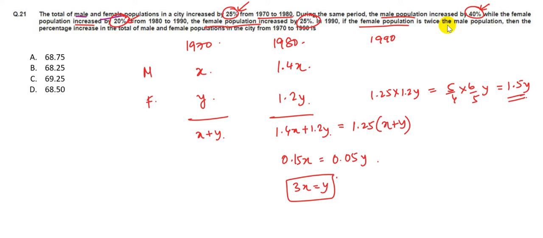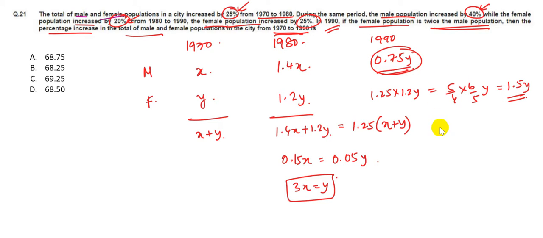If the female population is twice the male population, then what is the percentage increase in the total of male and female population from 70 to 90? Female population is twice the male population in 1990. That means the male population will be half of this. That means this should be 0.75y. So the male population in 1990 will be 0.75y.